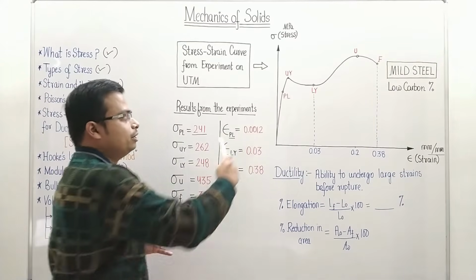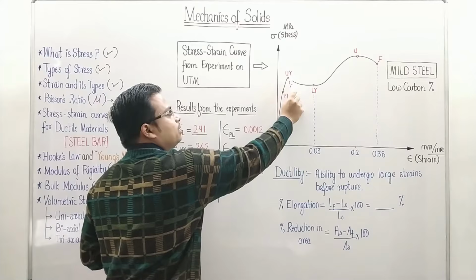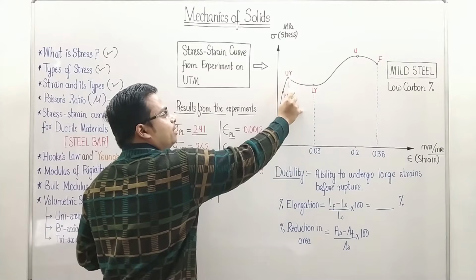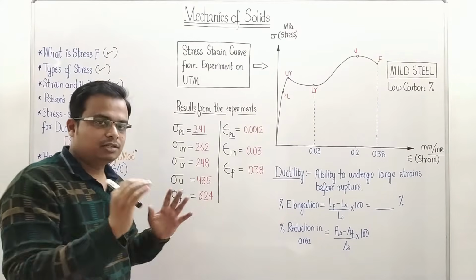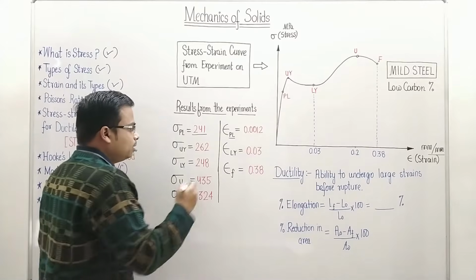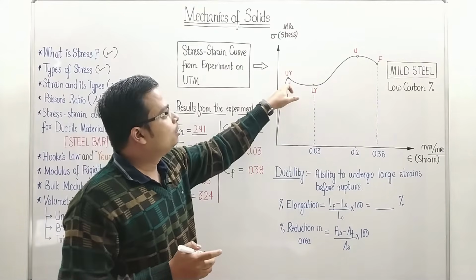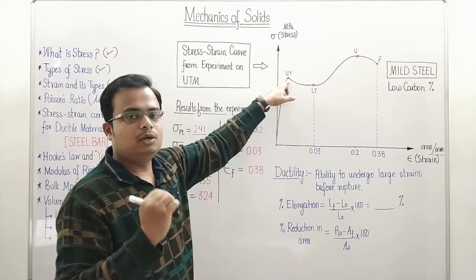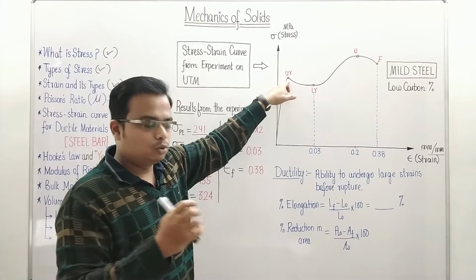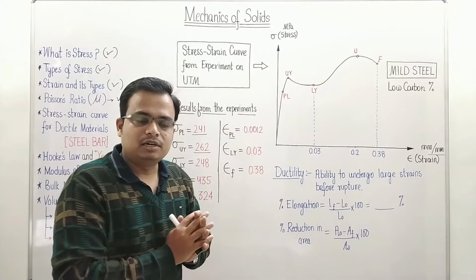What happens when you go further? If you go further, there comes a point where yielding happens. And what is yielding? Let me tell you. At 262 megapascal, what will happen? You don't have to increase the load, okay? So don't actually open the valve of the universal testing machine.